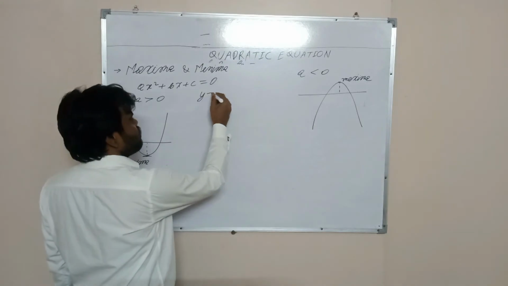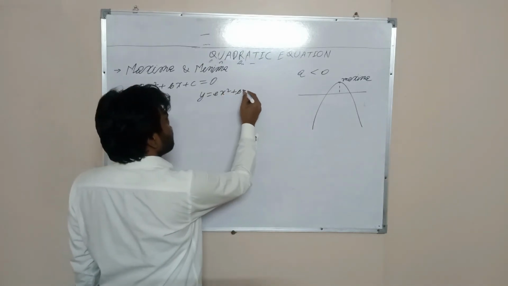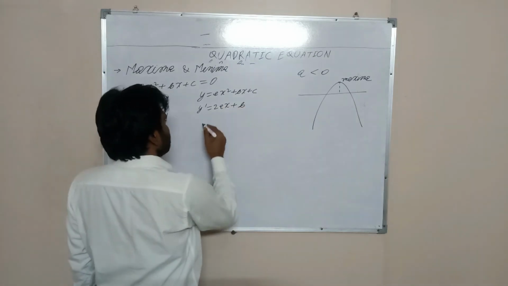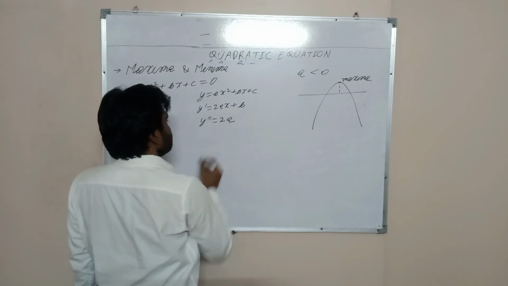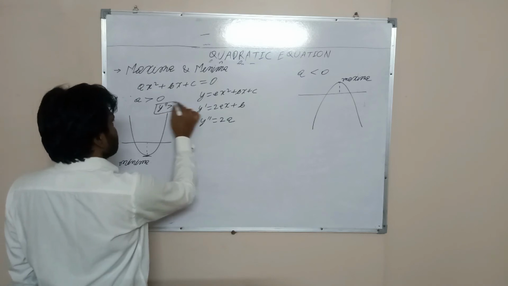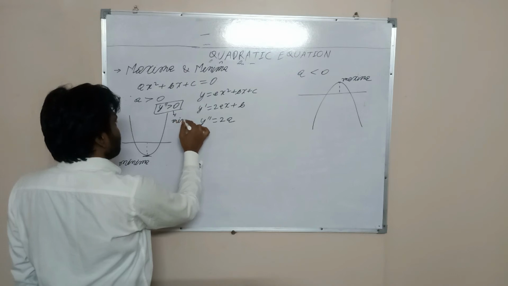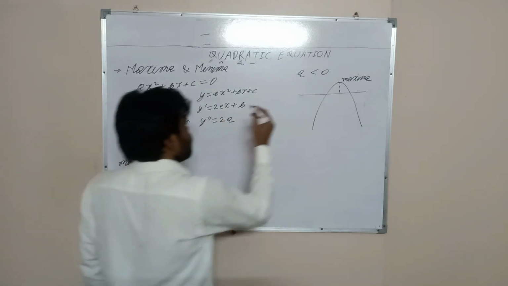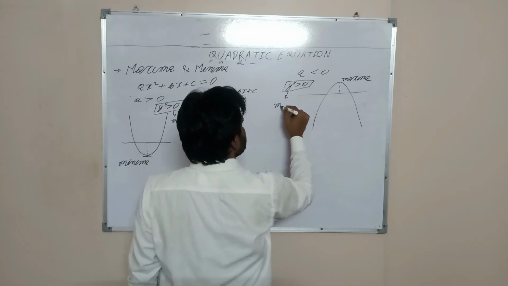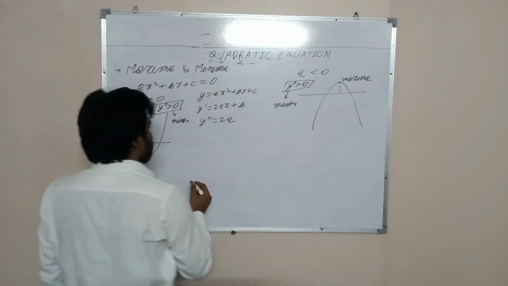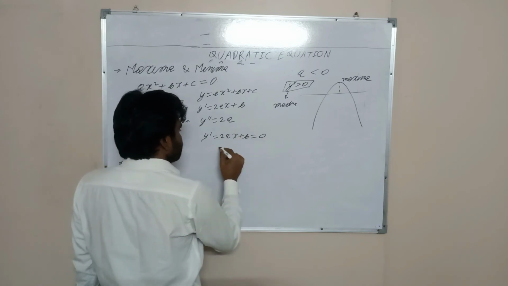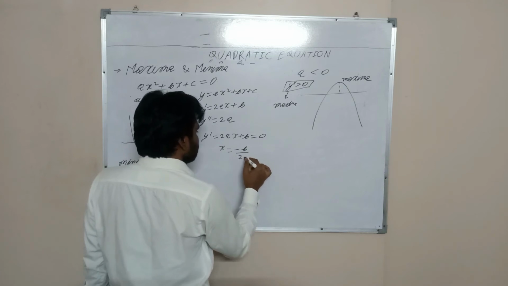So let's say y is equal to ax square plus bx plus c. Y dash is equal to 2ax plus b, and y double dash will be equal to 2a. If a is greater than 0, y double dash is greater than 0, which means it will give a minimum value. If a is less than 0, y double dash is less than 0, which means it gives maxima. For getting the minima or maxima, we have to equate 2ax plus b to 0. So x will be equal to minus b upon 2a.